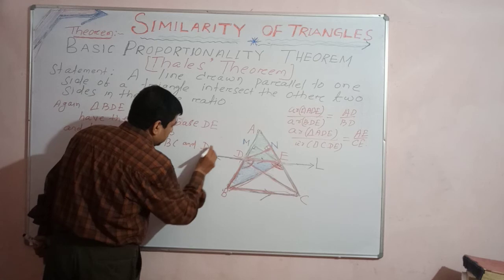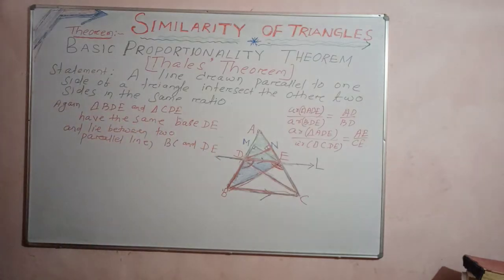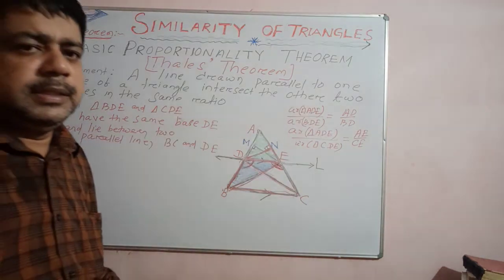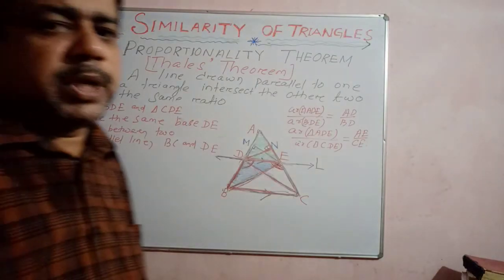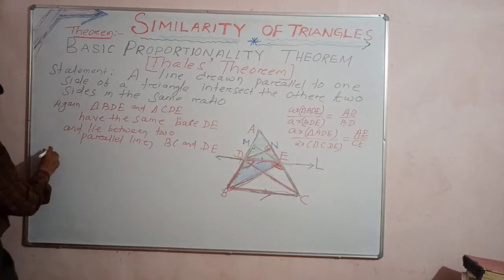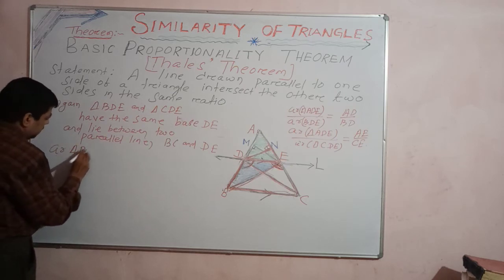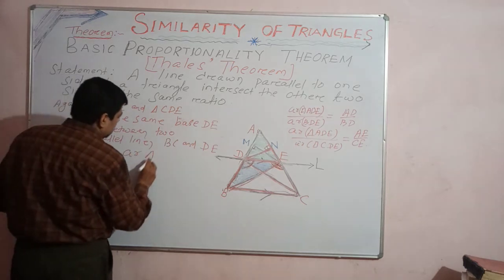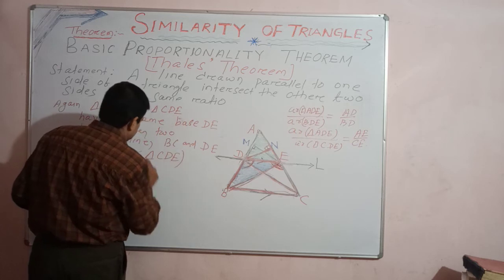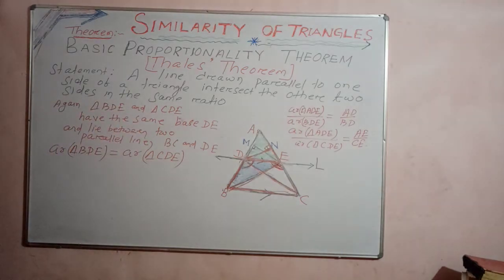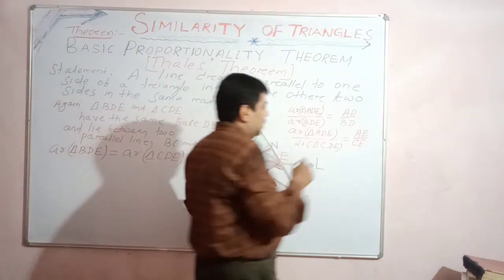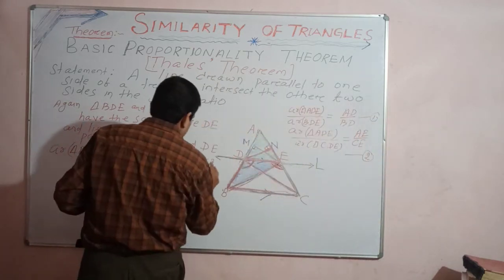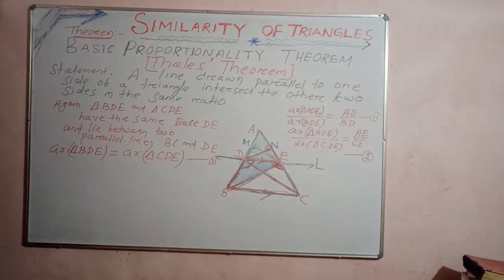Yes or no? So according to the concept of previous class, we know if two triangles lie on the same base and within the two parallel lines, then the area of the two triangles will be equal. It means the area of triangle BDE must be equal to area of triangle CDE. Understand or not? This is equation number 3. Now see from equation 1 and 2.